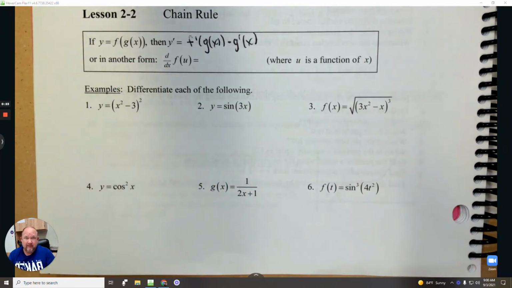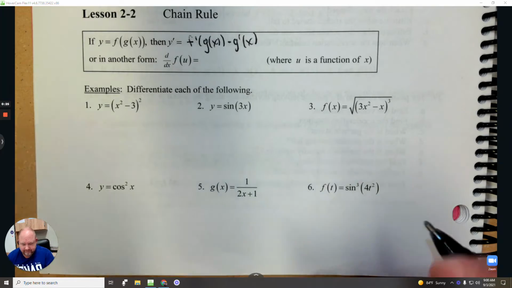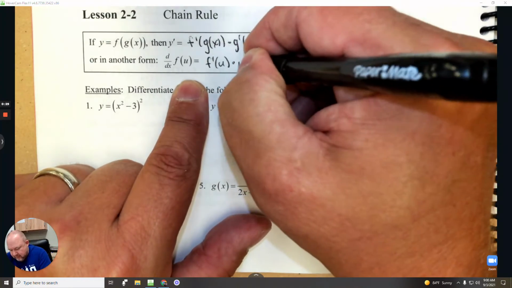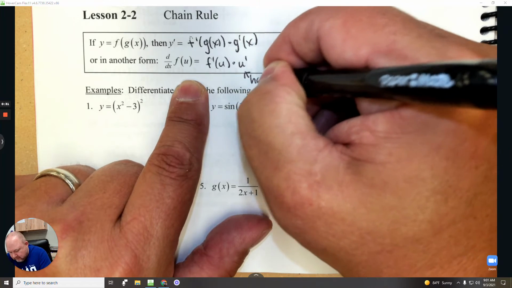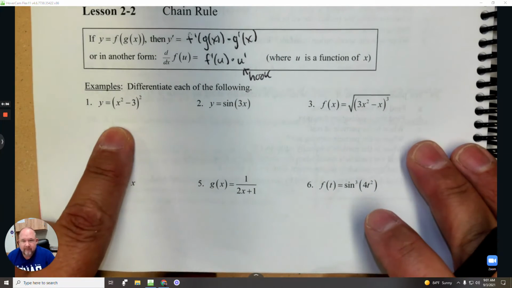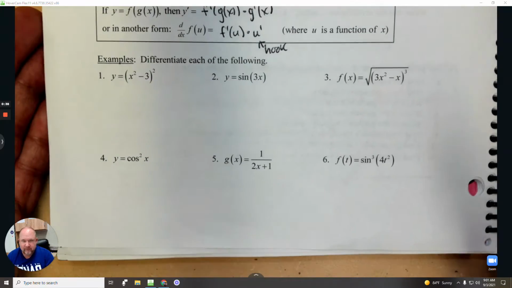The second way to think of it is as a general power rule. So the derivative times the hook, and we're going to call that the hook that follows. So I'm going to be aware to see what I'm doing in terms of the chain rule.